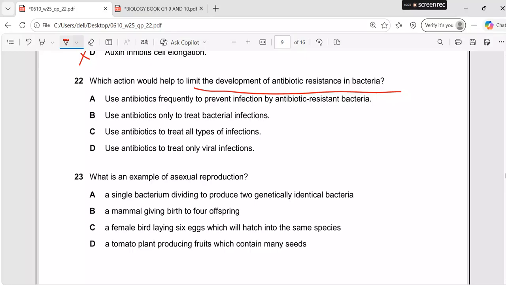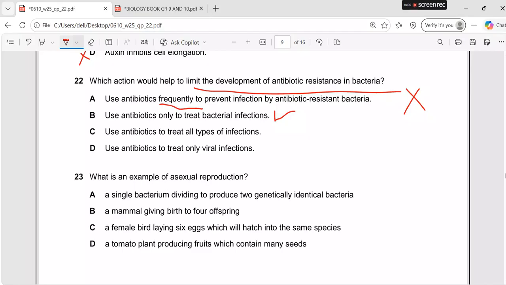Use antibiotics frequently to prevent infection. Frequently, not at all. Because if you use antibiotics frequently, the bacteria is clever, will be changing frequently, and it will be a superbug, which we do not want. Use antibiotics only to treat bacterial infections. Yes, true. Because antibiotics we use for bacterial infections.